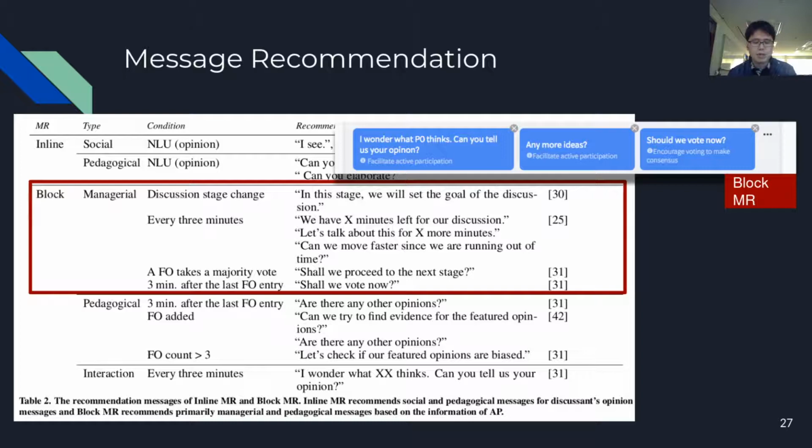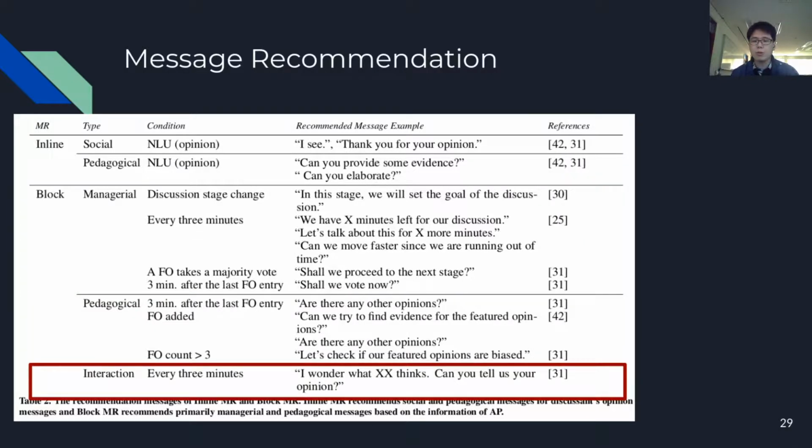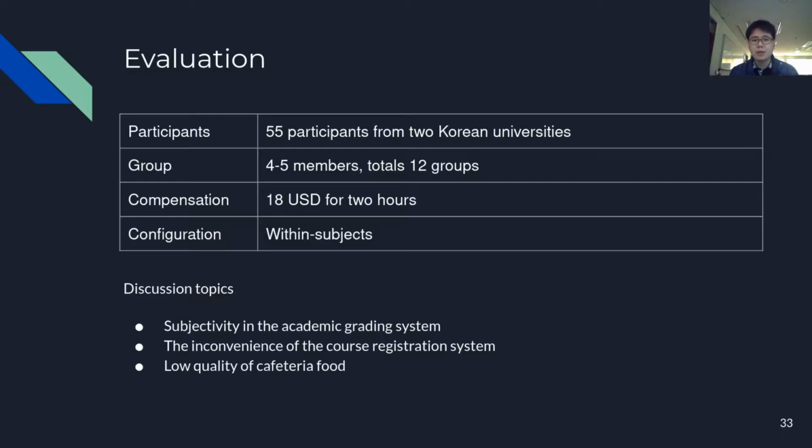Also, ML uses agenda panel information and recommends managerial messages for stage introduction, time management, stage transition, and vote requesting. When a featured opinion is added, it also recommends a pedagogical message like, "Are there any other options?" Lastly, ML monitors inactive users and suggests a participation-leading message like, "I want to know what P1 thinks. Can you tell us your opinion?"